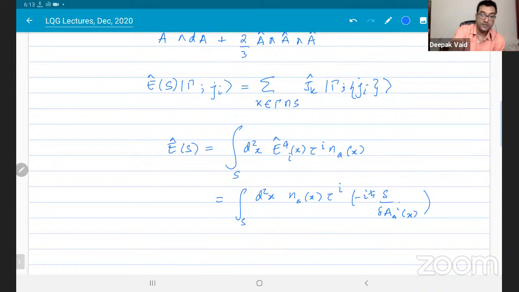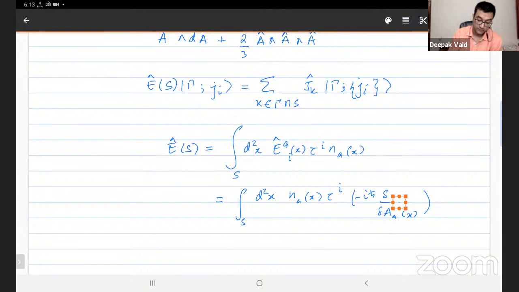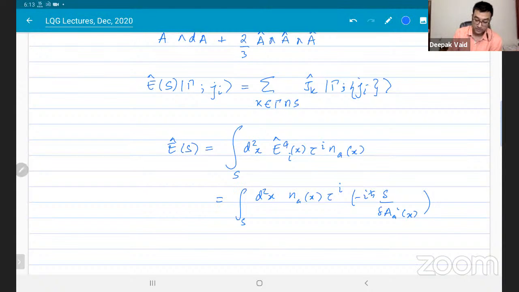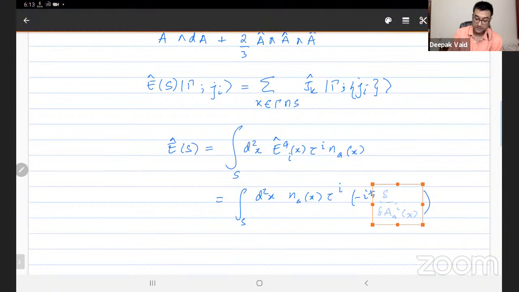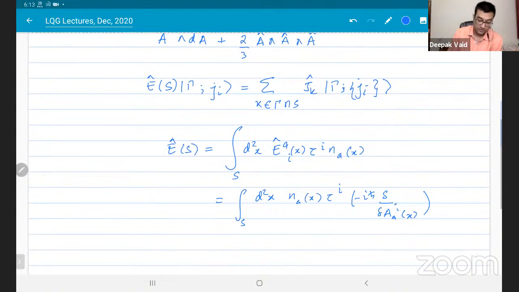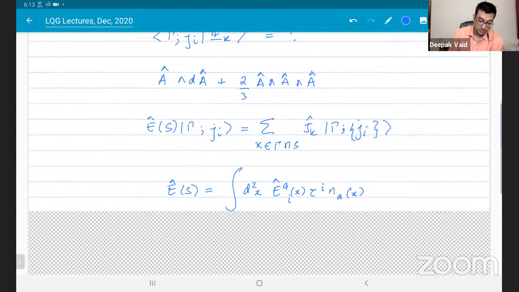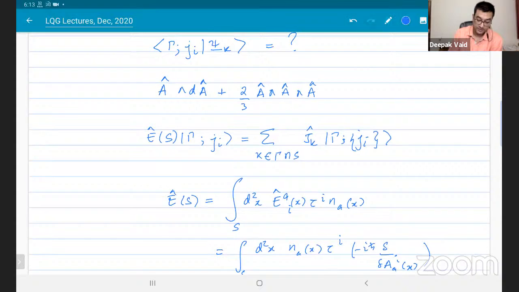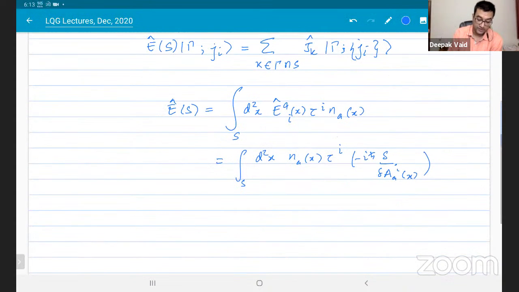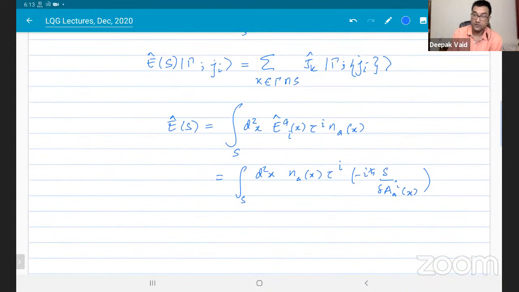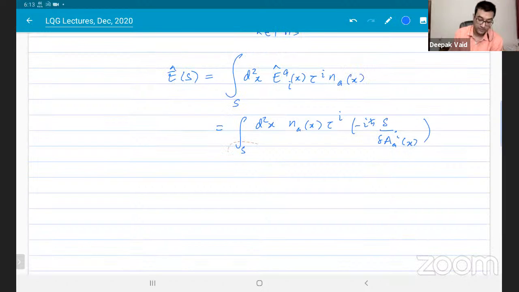So this is the action of the flux operators on the graph edges. When this derivative acts on this graph state, it just gives me the angular momentum operator acting on those edges which pierce the surface S. Otherwise it's zero.